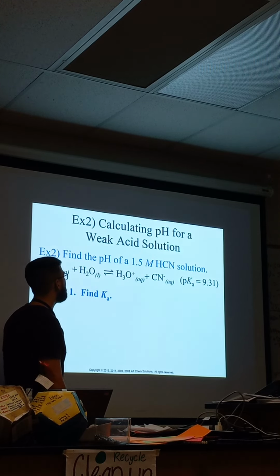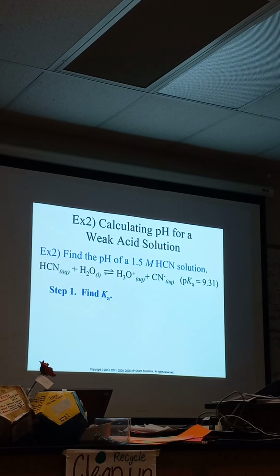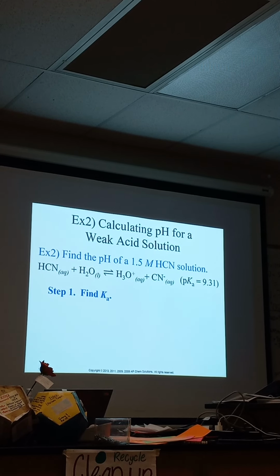Alright, find the pH of a 1.5 molar HCN solution. So guys, what have they given us to start with here in this problem? We have the pKa and moles of HCN. And so we want to know the pH. So first off, we're gonna find the Ka. Now guys, I want to note something here. Does it actually matter if you find the Ka first? Some of you might want to find the Ka later because you don't need it right away, right?